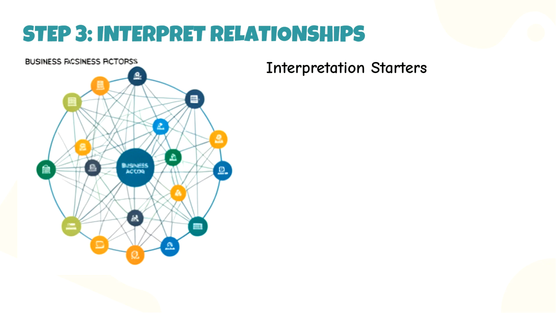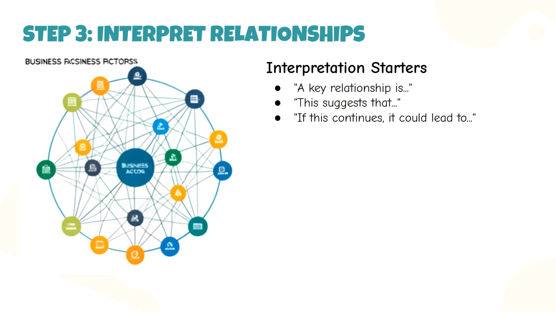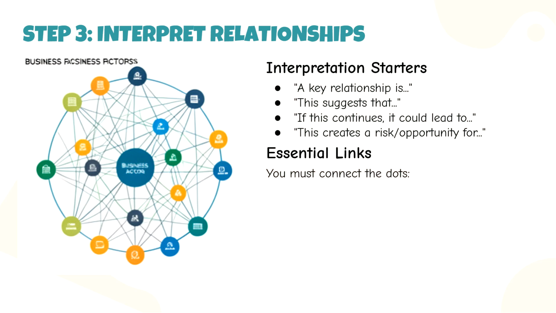Now, for the third step, you have to learn how to interpret relationships. Here are some interpretation starters to explain relationships. For example, a key use can start by saying a key relationship is, or this suggests that, or if this continues, it could lead to, or this creates a risk or opportunity for. You're going to make sure that you provide the essential links.